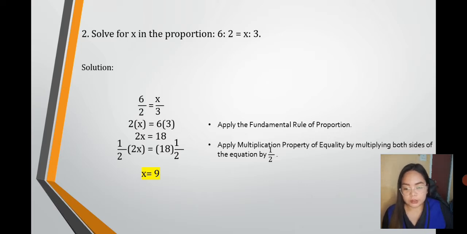Then, apply the fundamental rule of proportion. Makakuha natin is 2 multiplied by x is equal to 6 multiplied by 3. So, 2 multiplied by x is 2x and 6 multiplied by 3 is 18. Para makancel yung 2, apply multiplication property of equality by multiplying both sides of the equation by 1/2. So, 1 multiplied by 2x divided by 2 is x, and 18 multiplied by 1 divided by 2 is 9. So, ang x natin is 9.